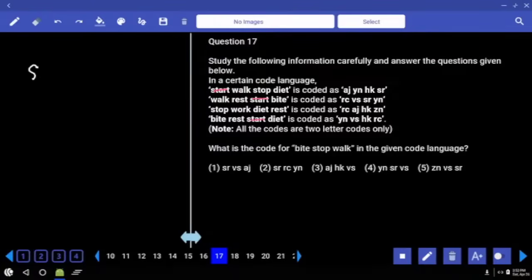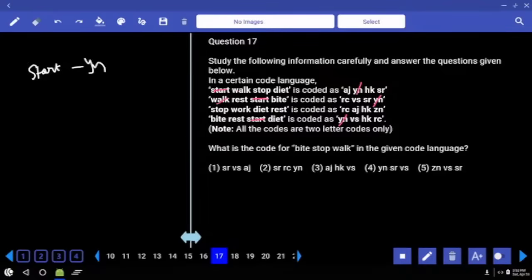Now what is the code that comes here for us? The code for start is yn. And start is yn. Then what else is left over here? Now start is done. Then if start is done, now we have left with walk.